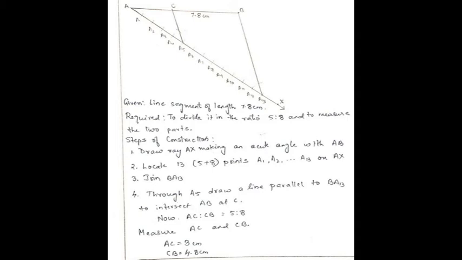Draw a line parallel to BA13 to intersect AB at C. Now AC is to CB is equal to 5:8. Measure AC and CB. AC is equal to 3 cm and CB is equal to 4.8 cm.